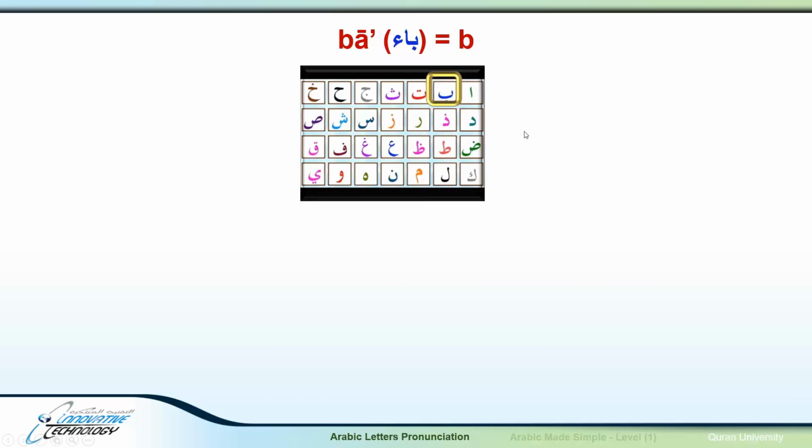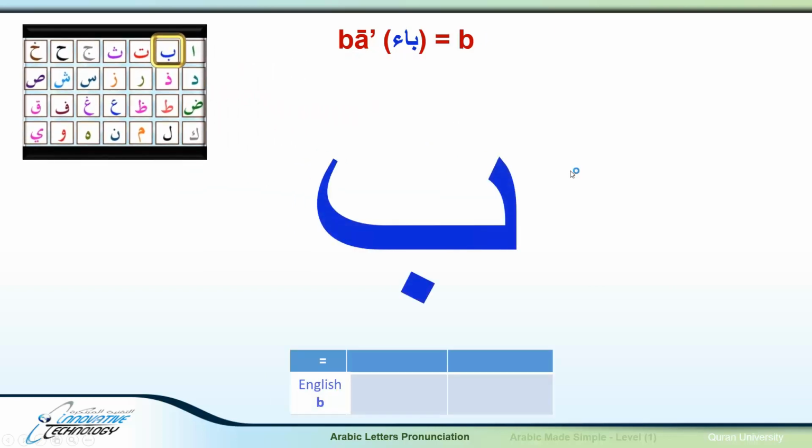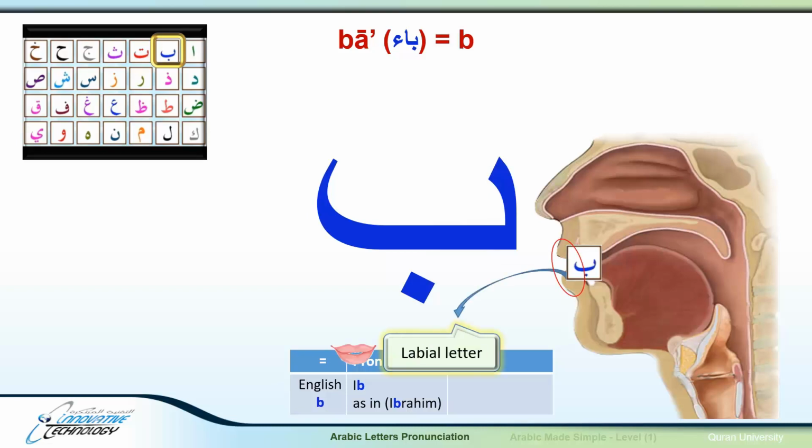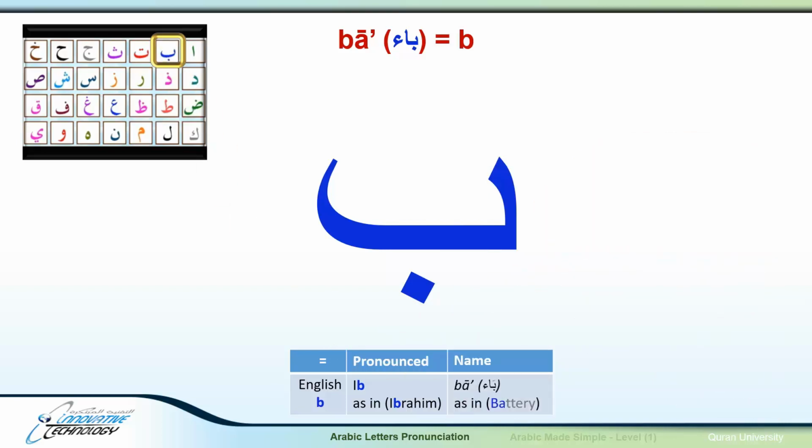The Ba looks like this and is equivalent to the English B. The Ba is pronounced as Ib, as in Ibrahim. It articulates at the lips, and that's why we classify it as a labial letter. The Ba is named Ba, as in battery. So pronounced Ib and named Ba.